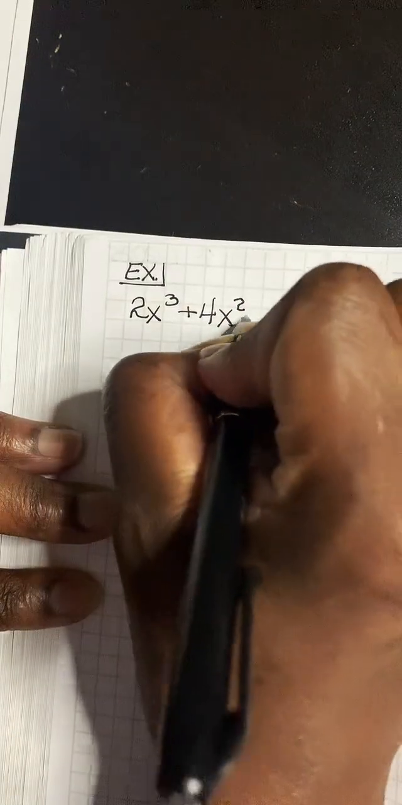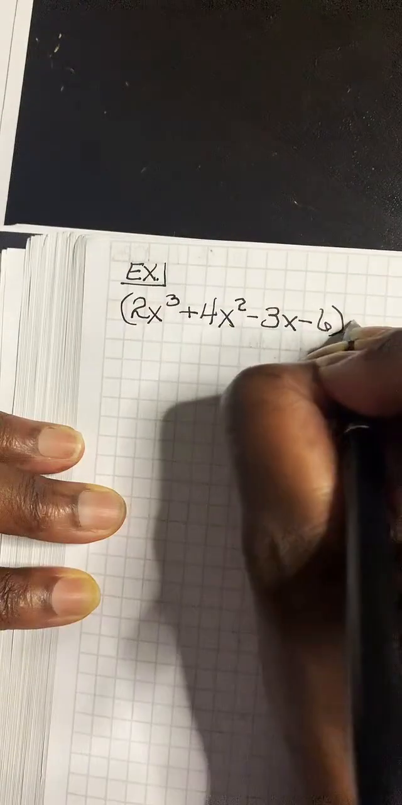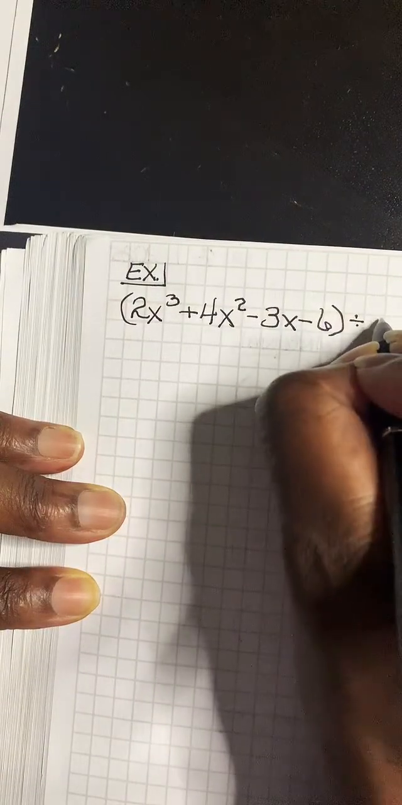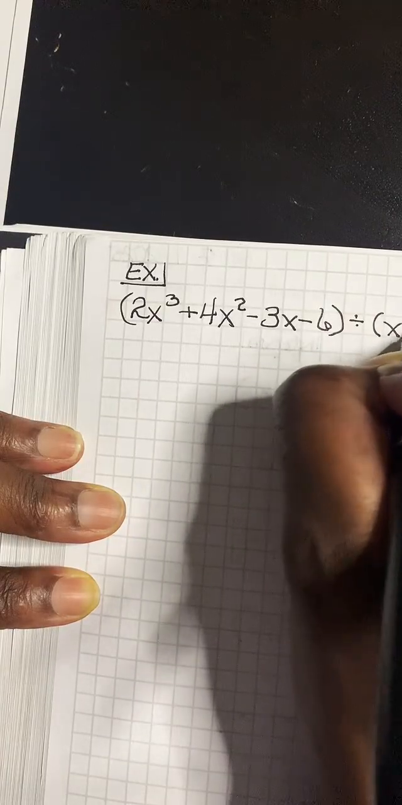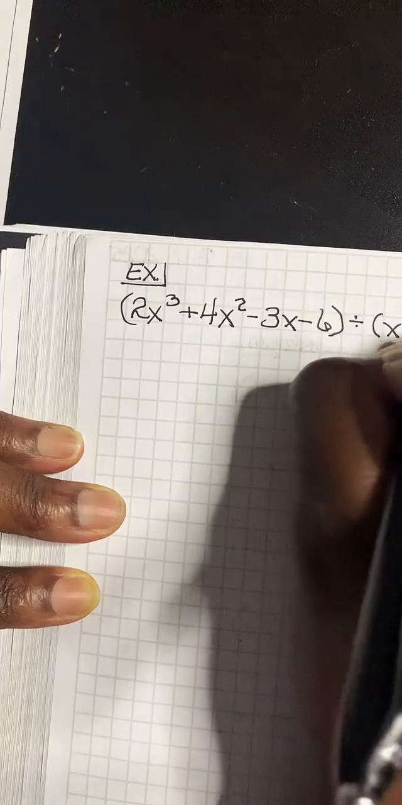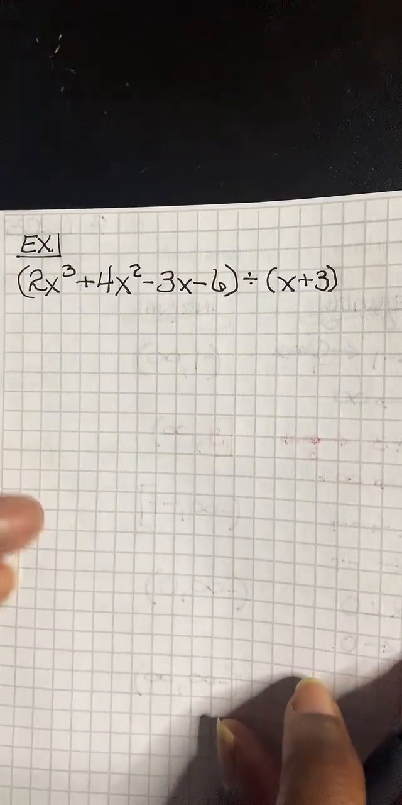Okay, let me make sure I didn't repeat myself here. So we have 2x cubed plus 4x squared minus 3x minus 6. Okay, so we have that divided by x plus 3. There we go.